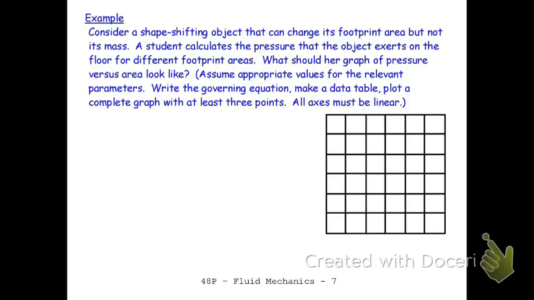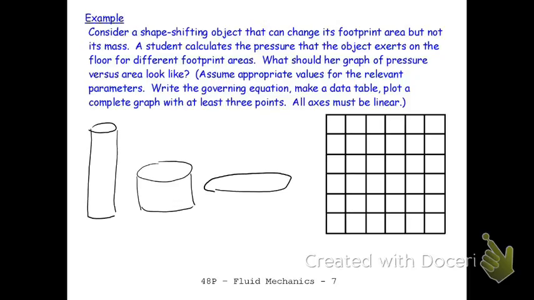Consider a shape-shifting object that can change its footprint area, but not its mass. A student calculates the pressure that an object exerts on the floor for different footprints. So I might have that, and I might have that, and I might have that. Same amount of stuff, just redistributed in different ways. What should a graph of pressure versus area look like?